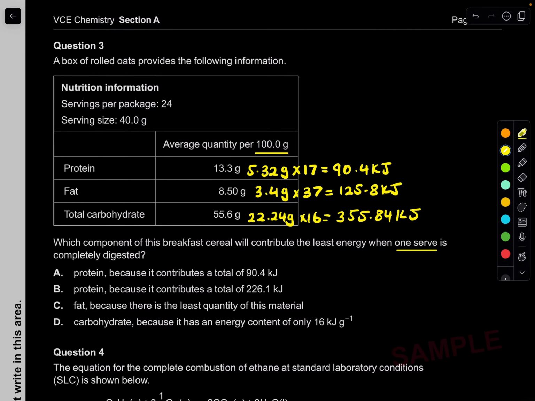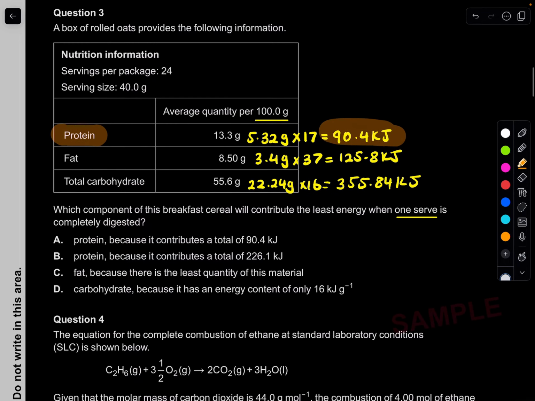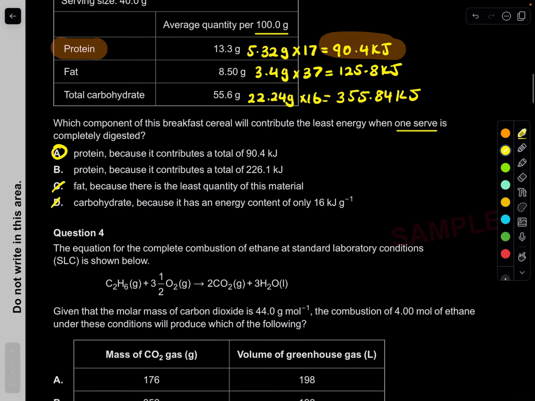Well, the one that has the least energy is actually the protein. It's the protein. You can see that it's releasing 90.4 kilojoules. And the macronutrient that is releasing the most is the carbohydrates. So the answer is protein, of course, so it's not these two, because it contributes to the total of 19.4. That's what we got. So it is, choose A for 3A.